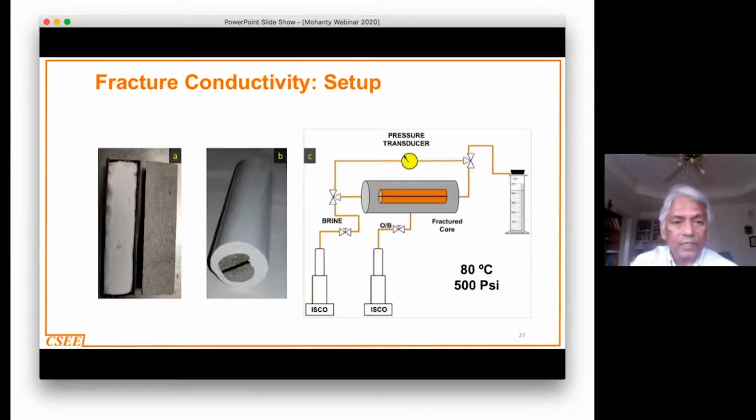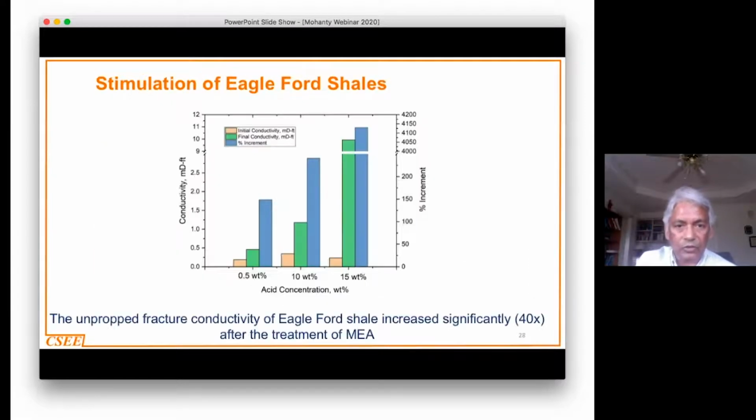So then we do experiments with a fractured core. So we take a shale core and we fracture it, and we put these particles into it, and we measure the conductivity of this fracture before and after treatment with this sort of chemicals. So that's what I will be showing you.